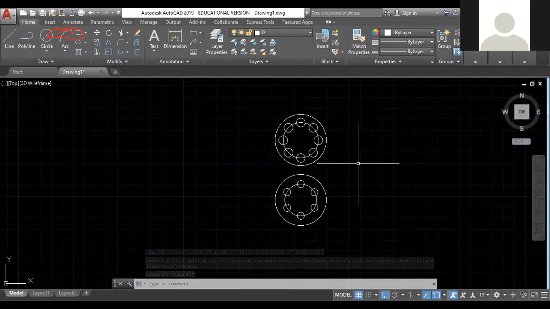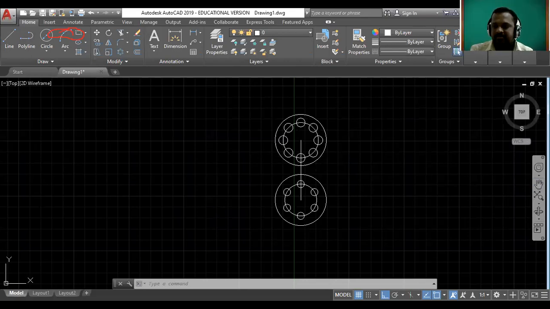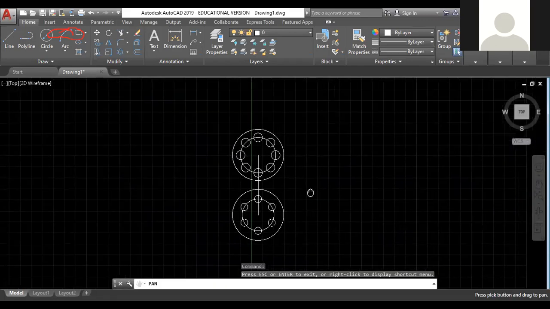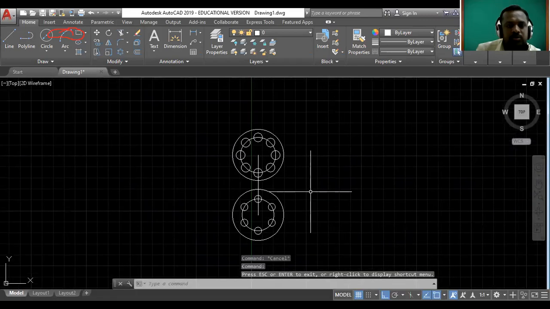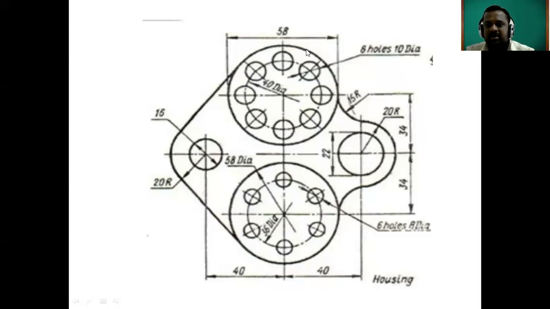Okay, board okay. So check the given figure. Here we have drawn these two parts. Which part? So here, this part is completed. This part is completed.